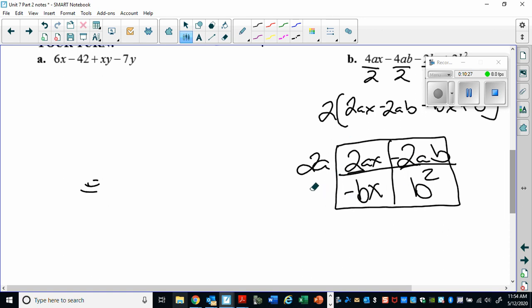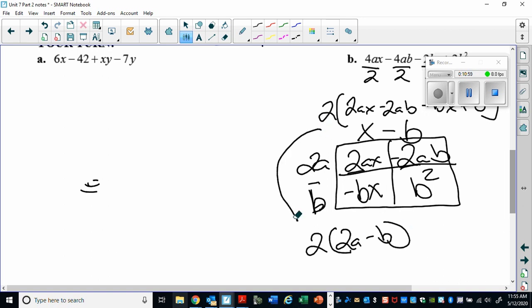From left to right, I can take out a b. Let's see if it holds to the end. All right, I can take out a b here, and because that's negative, that's going to be negative. Now, from top to bottom, I can't take out a number, but I can take out an x. I can't take out a number, but I can take out a b. Now that's going to be a negative. So a correct answer would be 2, parentheses, (2a - b). That 2 has to come down. (x - b).